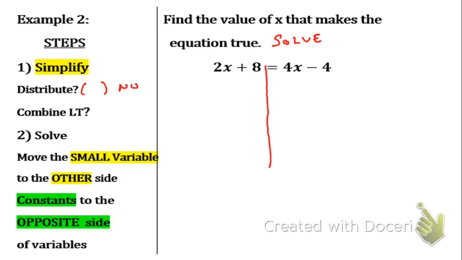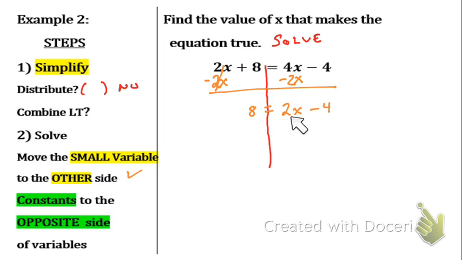All right, so now let's go on to the solving. Move the small variable to the other side. All right, so we have a 2x and a 4x. The smallest variable would be 2x. So it is positive, so I will be subtracting 2x. Okay, so that cancels, bring down your 8. We get 2x minus 4. All right, so we did this step right here. Check. All right, next thing, constants to the opposite side of the variable.